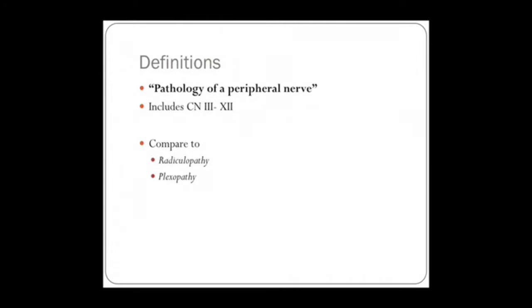Okay. It should be compared, however, to a radiculopathy and a plexopathy. So a radiculopathy is the term used for when there's a pathology in the roots of the nerves from the spinal cord, while a plexopathy is a pathology of the plexus, so the brachial plexus.